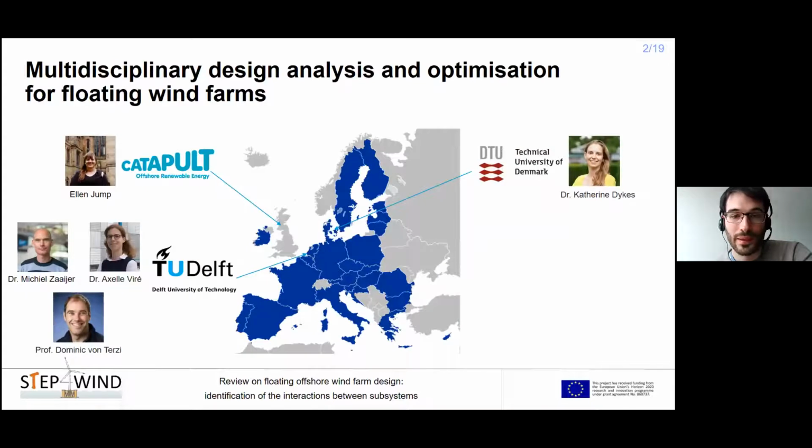And the people I work with, let's say my supervisory team, come from TU Delft, where I work with Michael Zayer, Axel Vire, and Dominic von Terzi, or Catapult in Scotland with Ellen Jump, and also DTU in Denmark with Catherine Dykes.